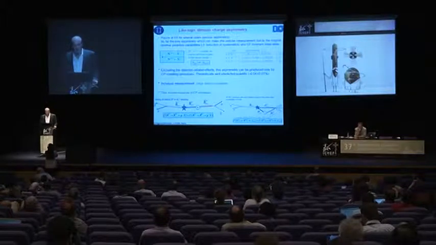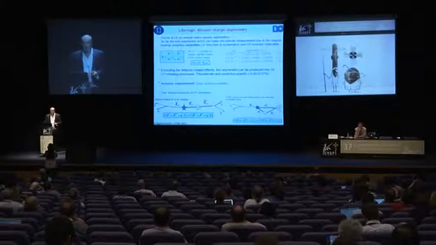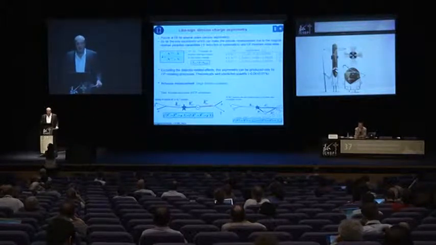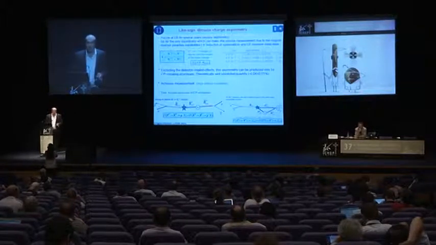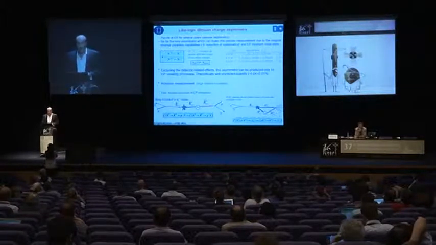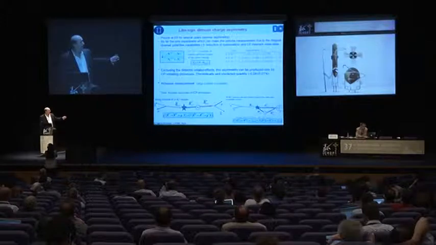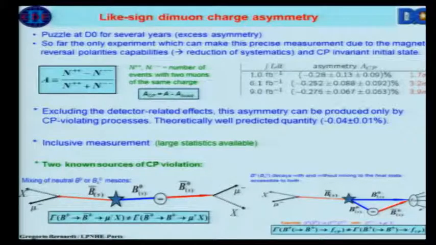One of the points which has been with us for some time at D0 is an excess asymmetry in the like-sign dimuon production. Unfortunately, it's the only experiment which can make this precise measurement because it has the magnet reversal polarity capabilities, which reduce the systematics, and it has a CP-invariant initial state. Several measurements which we have performed over the years all tend to give this minus 0.3% asymmetry, while this is theoretically well calculated to be about an order of magnitude smaller. And it's not a problem of statistics because this is an inclusive measurement, and the known sources of CP violation are clear, so we can calculate this precisely.